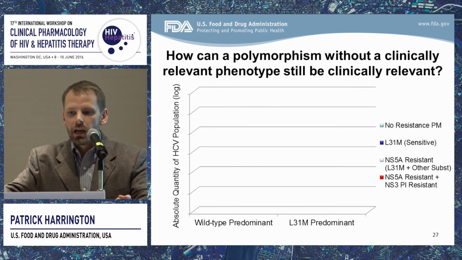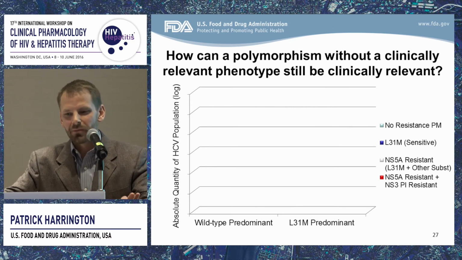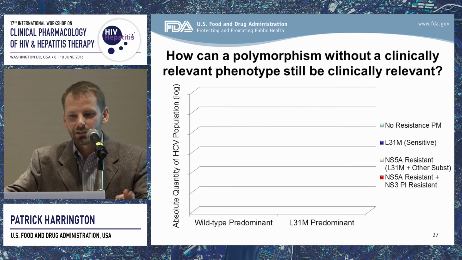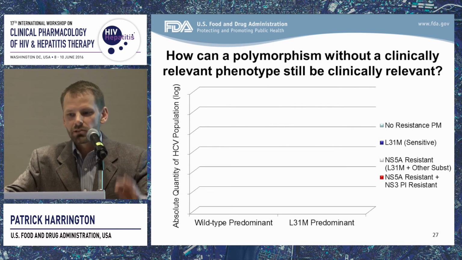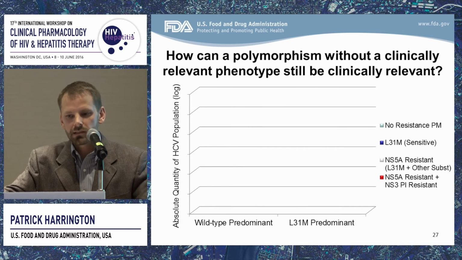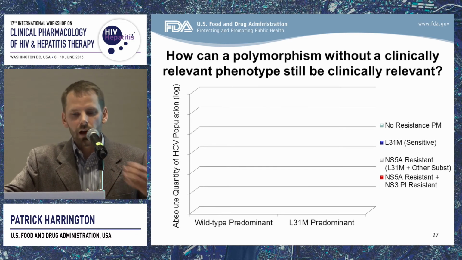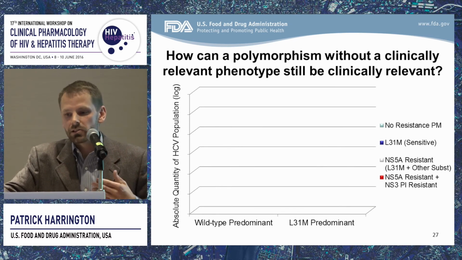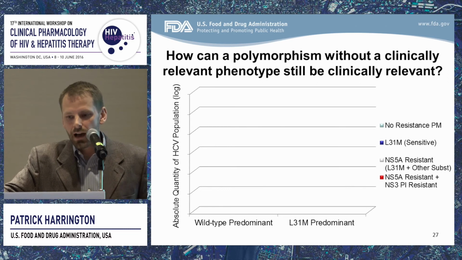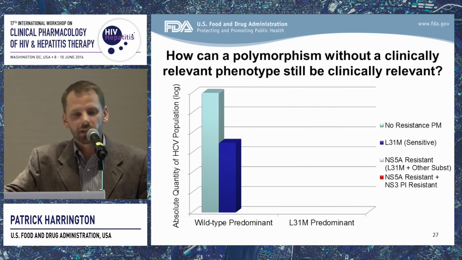So to put all of this together, how can a polymorphism without a clinically relevant phenotype still be clinically relevant? I'm going to illustrate this as a qualitative concept. I'm not a mathematical modeler by any means, and I'm sure there are people in the audience who could do a much better job at putting numbers behind this. But I'll just describe this as a general concept and think about the Perelson studies that tell us that everybody has underlying viral populations that have amino acid changes, or at least nucleotide changes, that are generated spontaneously all the time.